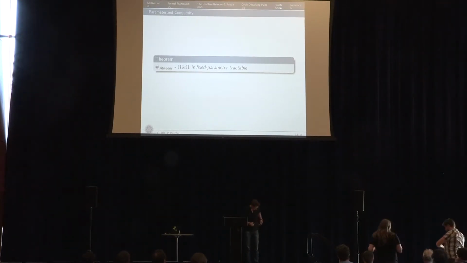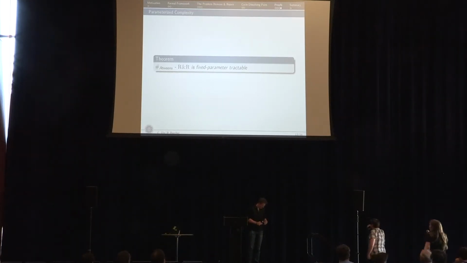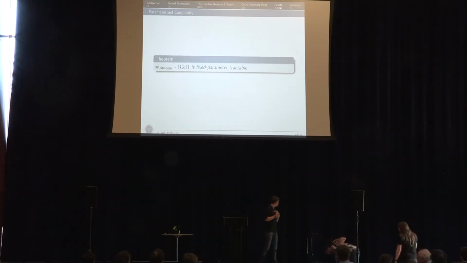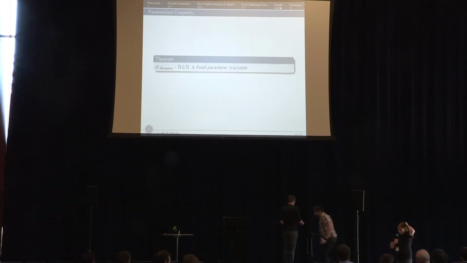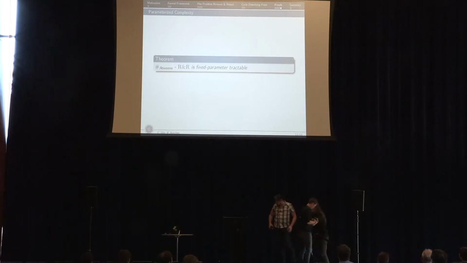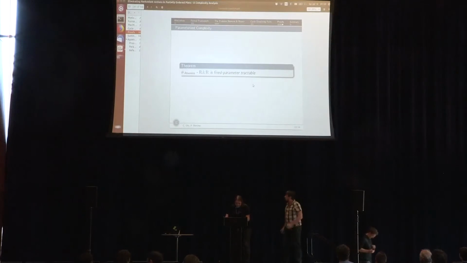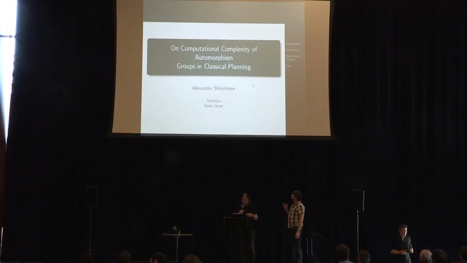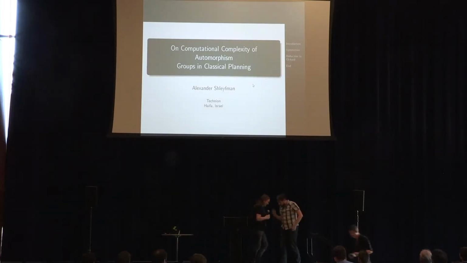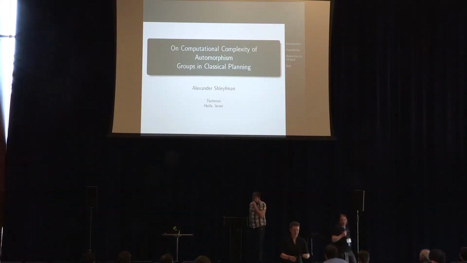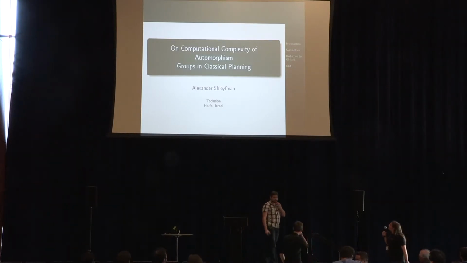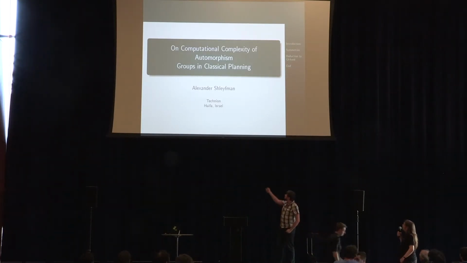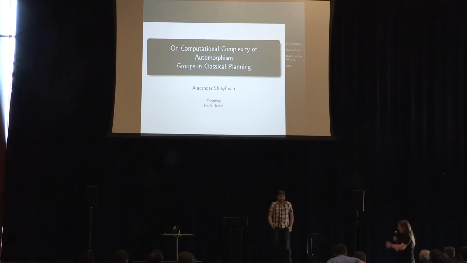The second presentation is by Alex Shleyfman, again, of course, given the name of the session, on a complexity problem. It's related to symmetries. It's on the complexity of checking for automorphism groups in classical planning. And Alex, you have the stage.